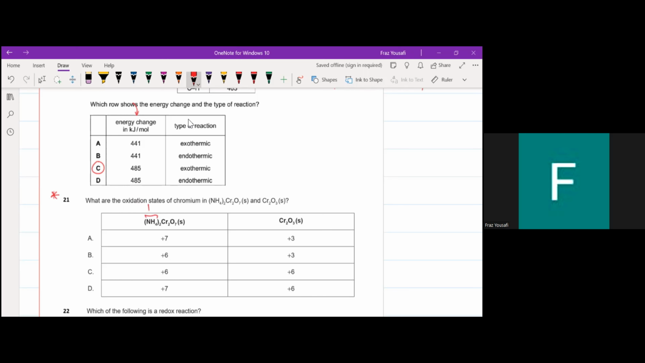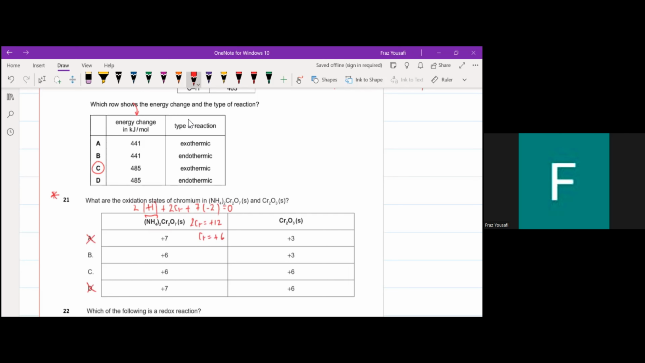The entire ammonium you know to be +1. So don't change the charge. Ignore the fact that there's 4 hydrogens and 1 nitrogen. Look at the whole thing, make its charge +1 and multiply that by 2. Then you have 2 chromiums that are unknown, and then you have 7 oxygens, which are all -2 apiece, and you make that all equal to 0. What you're going to get is -14 plus 2. You take it to the other side, and you will end up getting 2 chromiums equal to +12. So each chromium will have an oxidation state of +6. So A and B are gone.